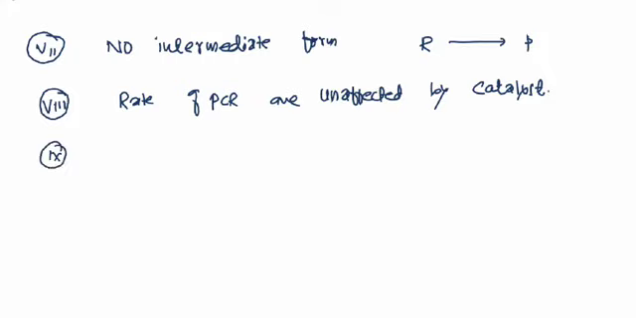Next to that, these reactions have high stereochemistry. That means these reactions are highly stereospecific. This is very important again. That means we can easily define the stereochemistry of the reactant as well as the product. So stereochemically, they are very important. Next one.